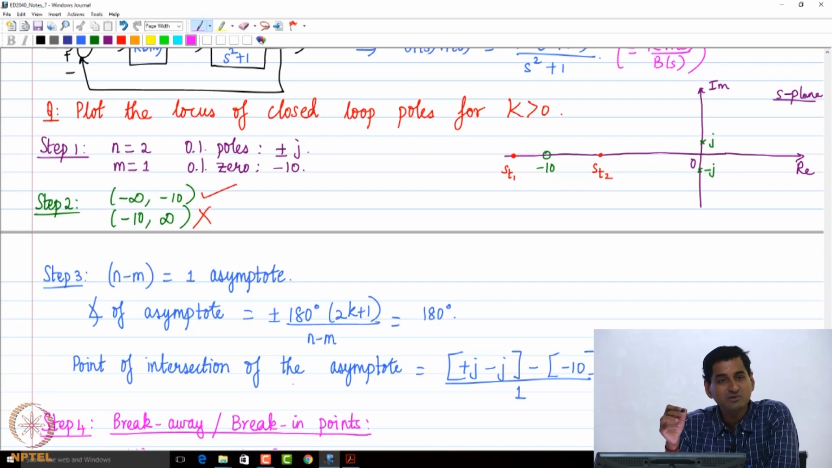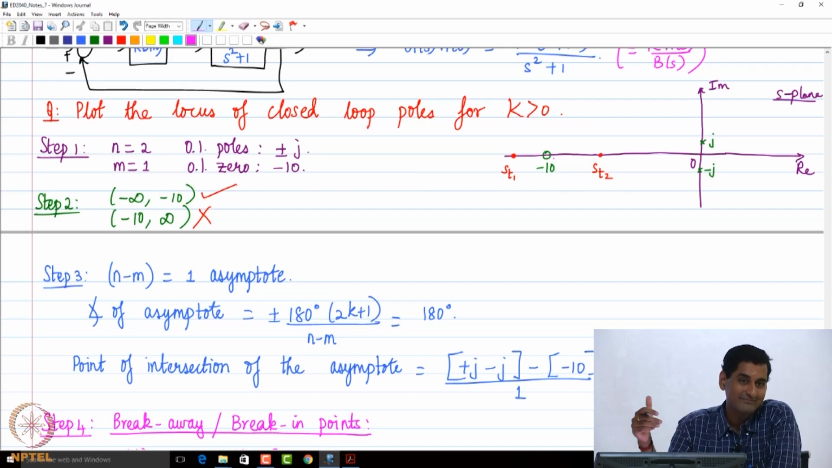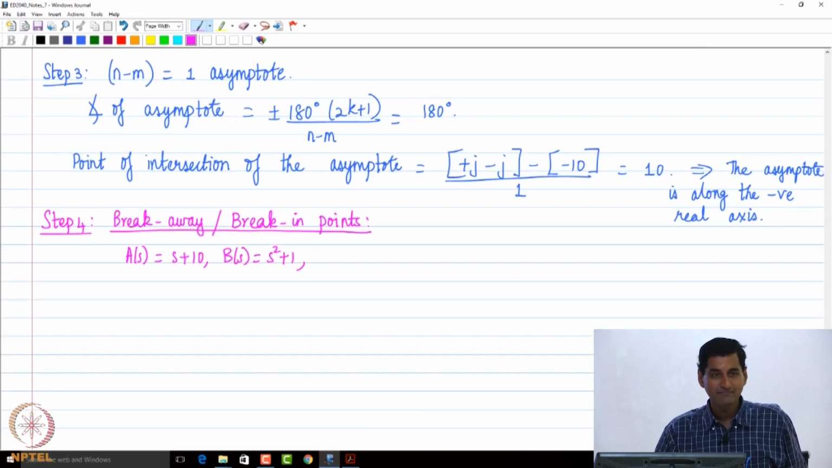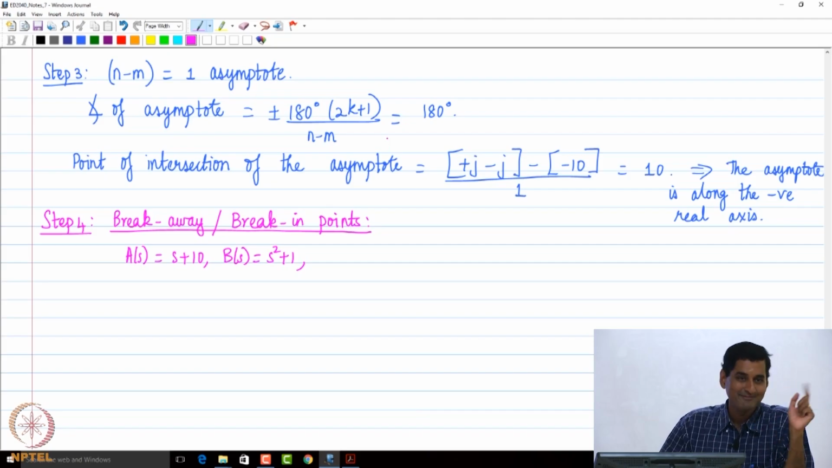Now, when we say the asymptote makes an angle of 180 degrees with the positive real axis and intersects the real axis at plus 10, the only choice is the real axis itself. Only if the asymptote is along the negative real axis can you satisfy these two conditions. That is why the asymptote is along the negative real axis. Plus minus 10 and the angle, plus minus, both are the same. I just took one. You can take plus minus 180 degrees, plus minus 540 degrees, it does not matter, you will get the same direction.